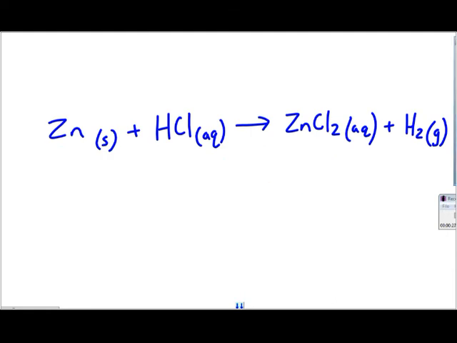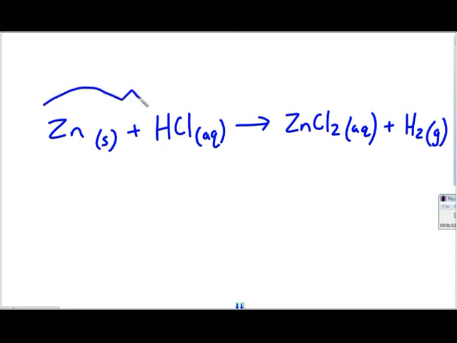I have this example equation written out for us here, and so looking at this we can make some observations. Zinc metal, we see that it's in the solid form, so I have solid zinc metal. A plus sign on the left side of the equation means reacts with, so zinc metal reacts with HCl, which is hydrochloric acid. aq means aqueous, it means it's dissolved in water. So I have hydrochloric acid dissolved in water reacting with solid zinc metal.